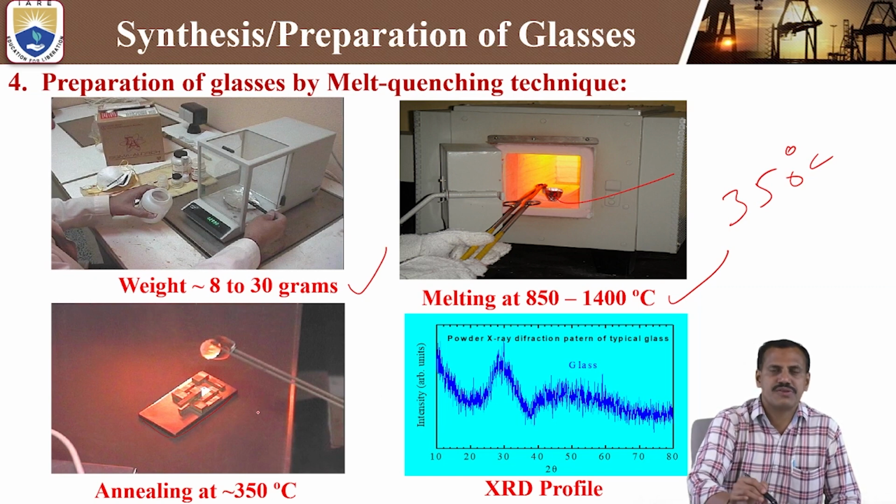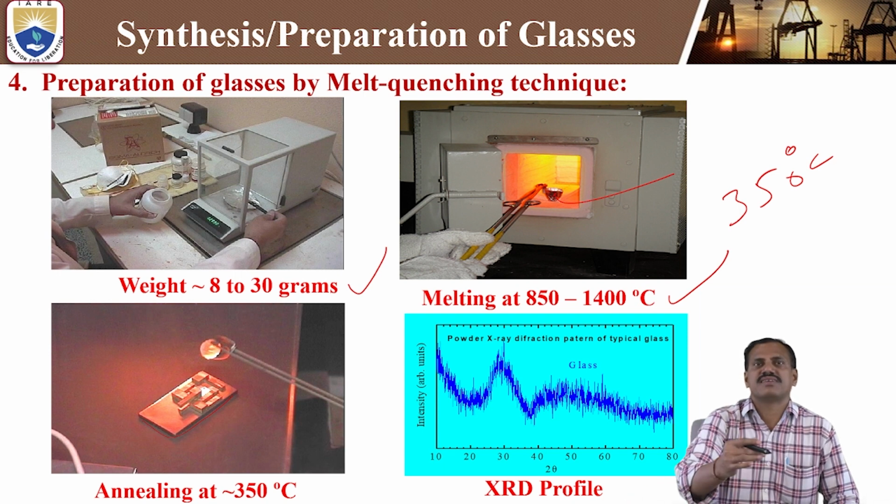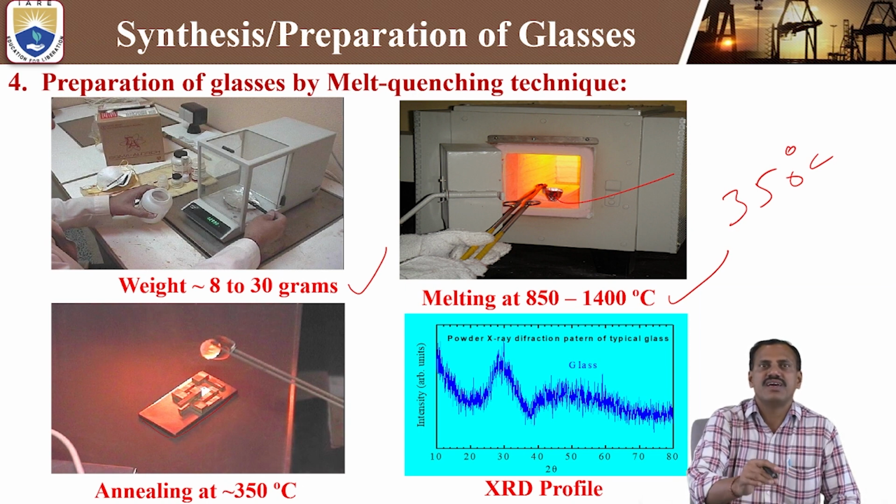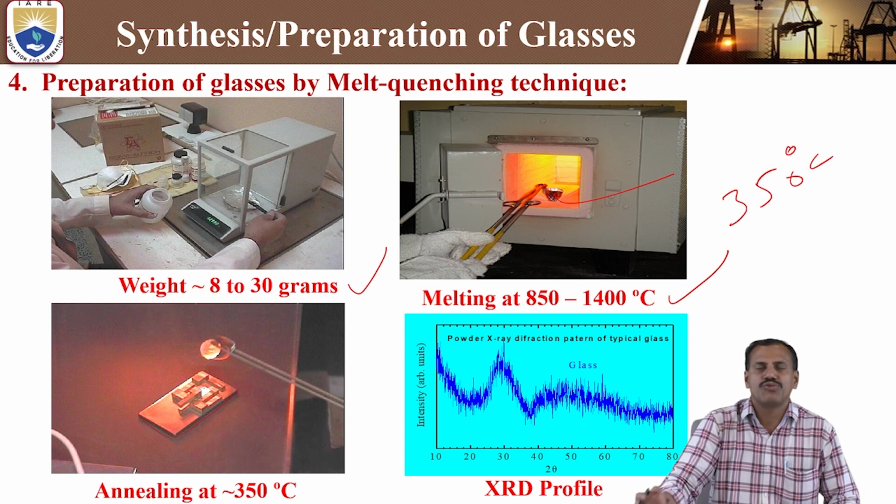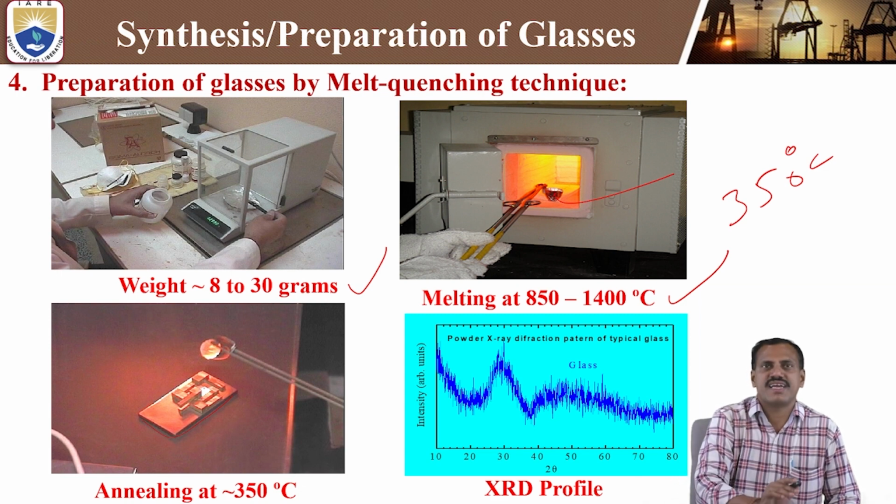That means we keep it at 350 degrees centigrade for some 10 hours, 12 hours or 15 hours, depending on the glass composition. Why are we keeping it for annealing? To avoid thermal stress and strain, so that we do not damage any glass properties. It will keep its completely glassy nature, and it will not break.